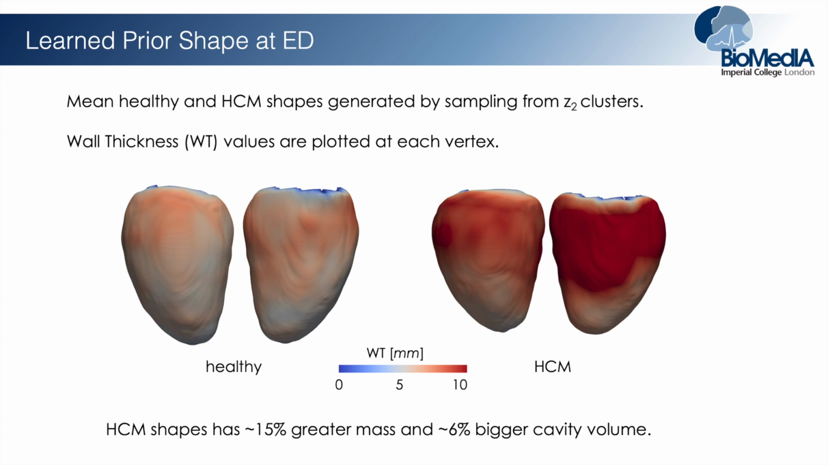mean shape, and we have plotted at each vertex a measure of wall thickness between the endocardial and the epicardial wall. And as you can see, the HCM shape is characterized by definitely more thickening, especially here in the septum, and is more squeezed. This is what we were expecting from the clinical literature.